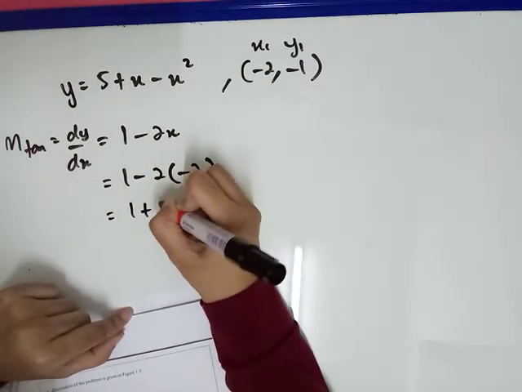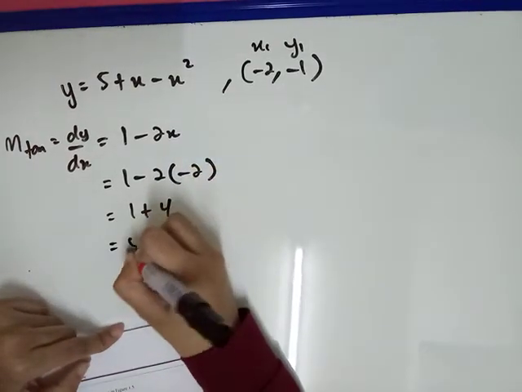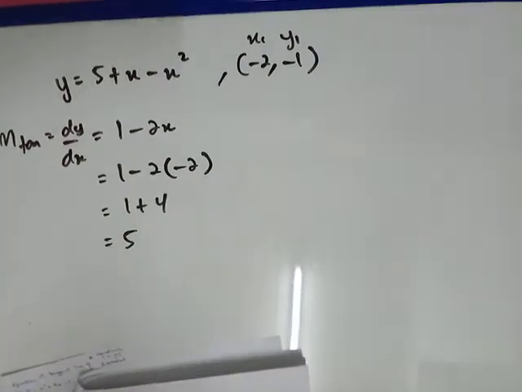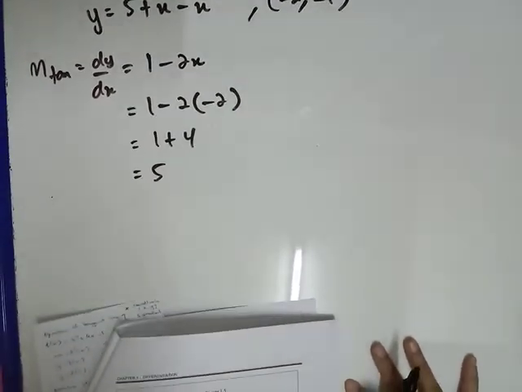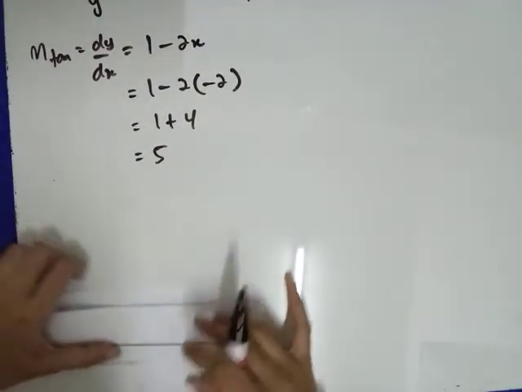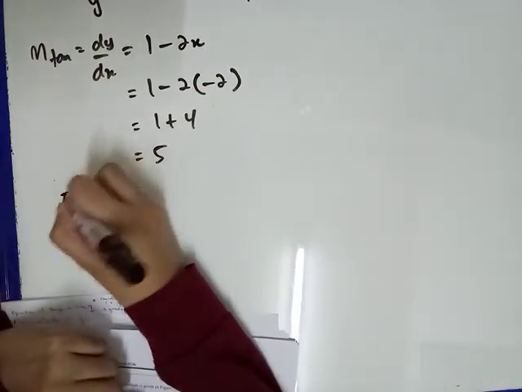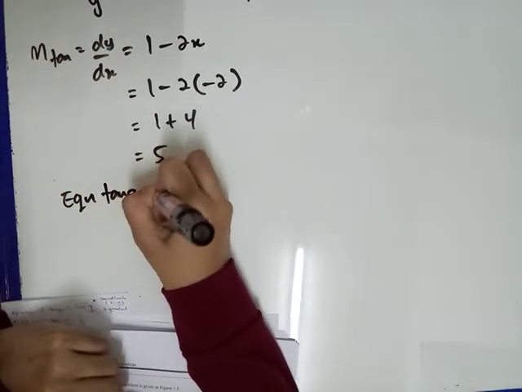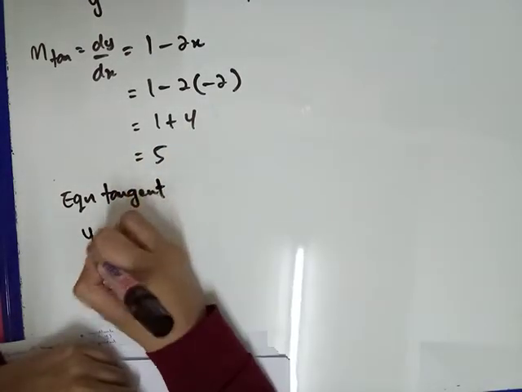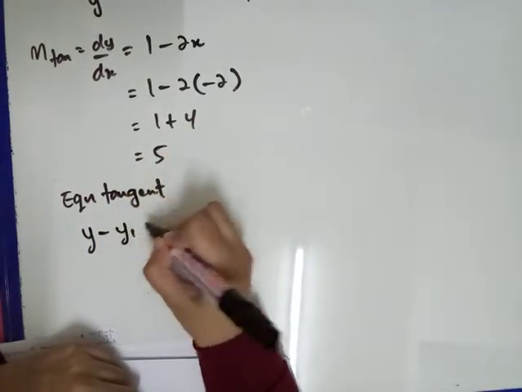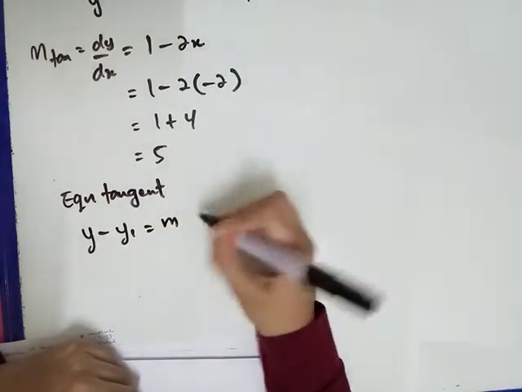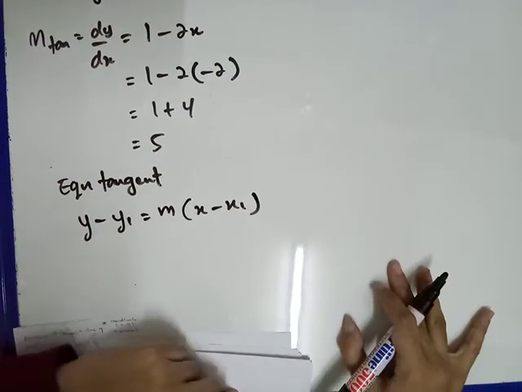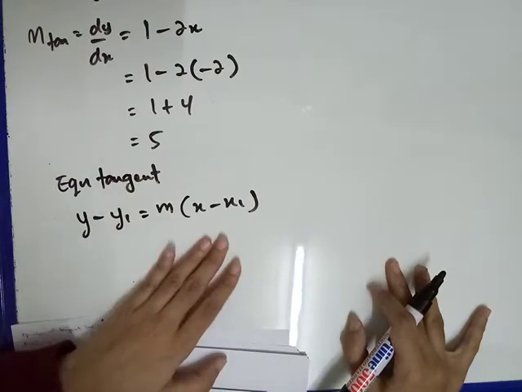So 1 plus 4, it is equal to 5. So this is the gradient of the tangent, the value for the gradient of the tangent. And then we need to find the equation of the tangent line. Equation of tangent: use the formula y minus y1 equals m times x minus x1. This is the formula to get the equation of a tangent line.